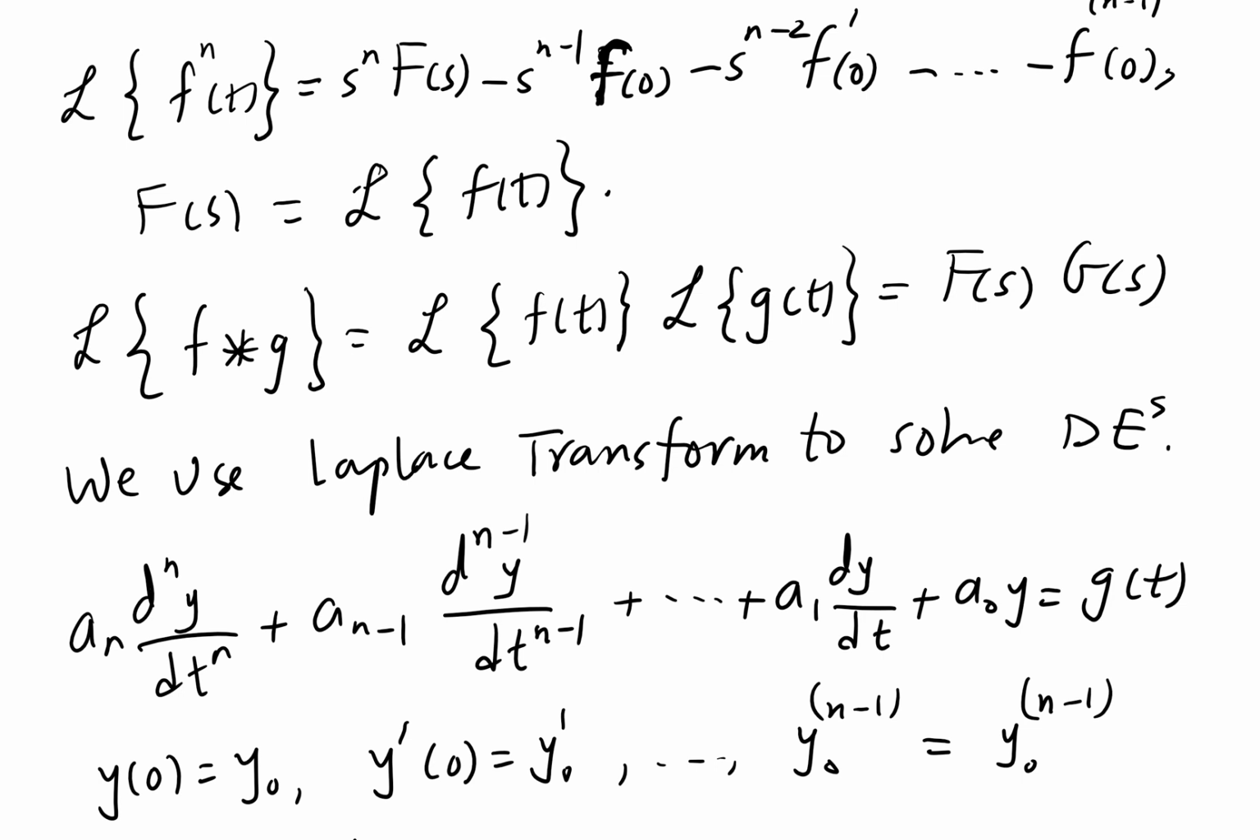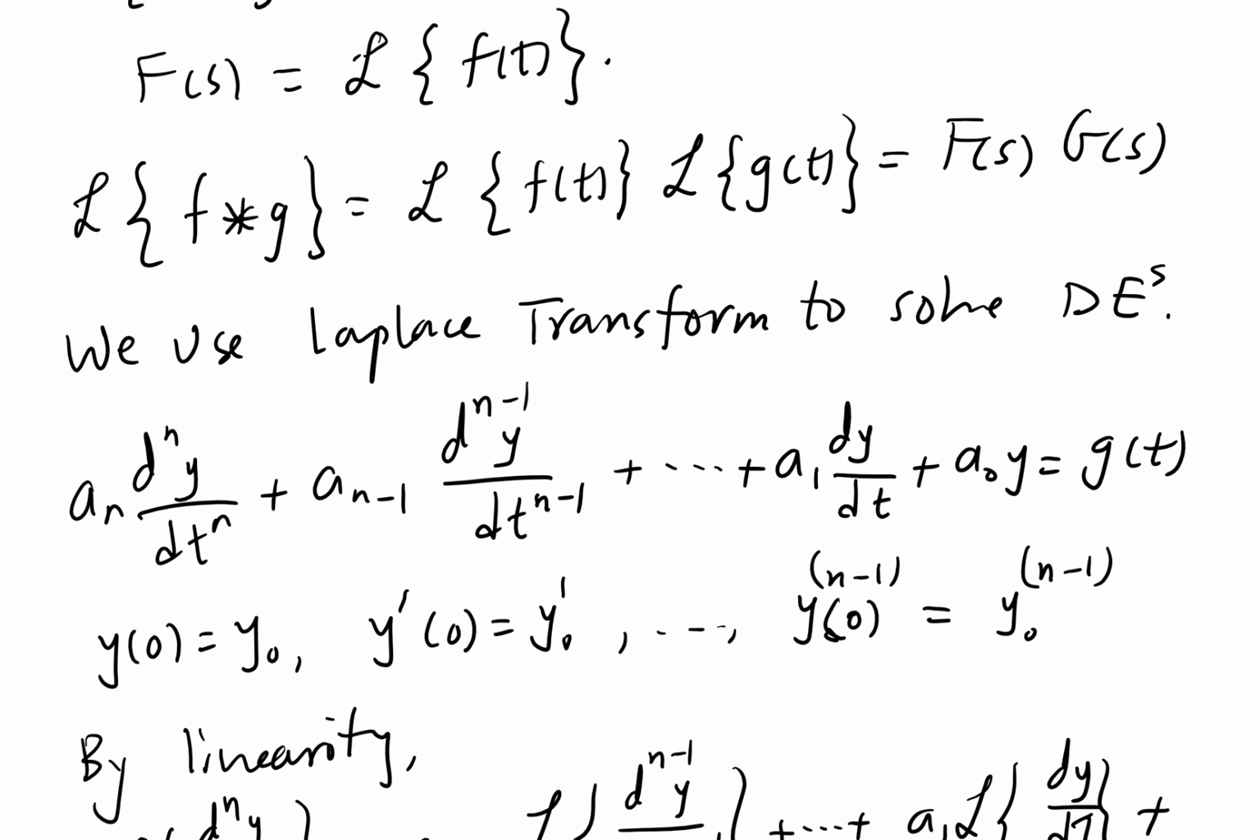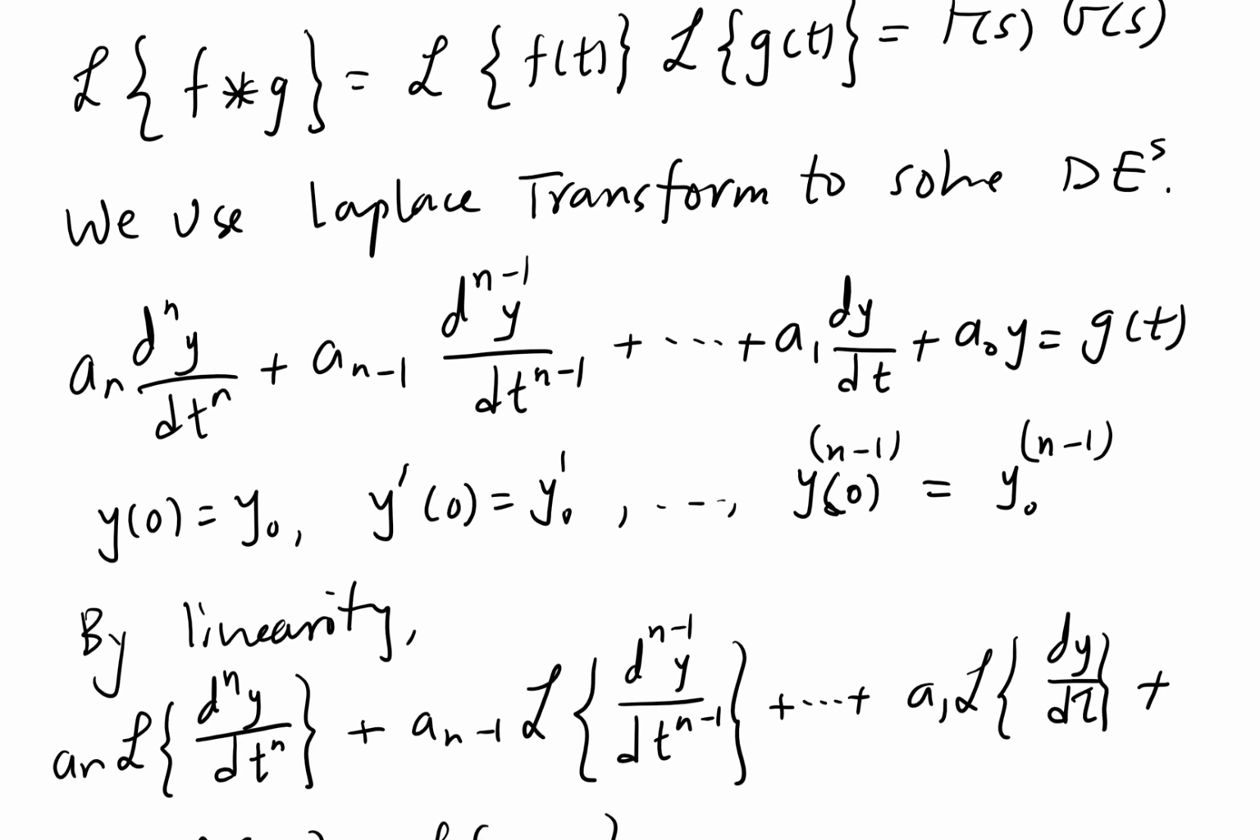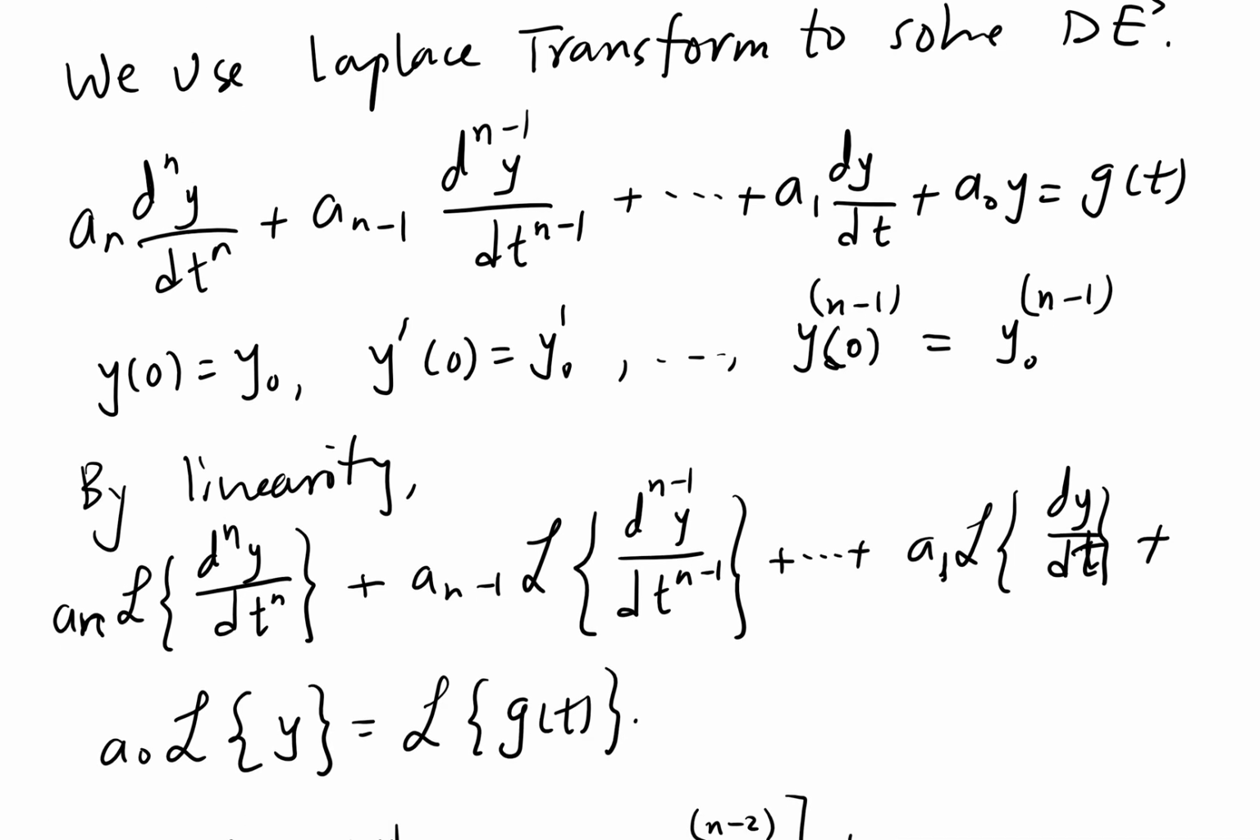And what we have here is, by linearity, if we take the Laplace of this linear differential equation, we get a sub n Laplace of the first term plus a sub n minus 1 Laplace of the next one, all the way to a sub 1 Laplace of dy/dt plus a0 Laplace of y equals Laplace of g of t, which is on the right side.